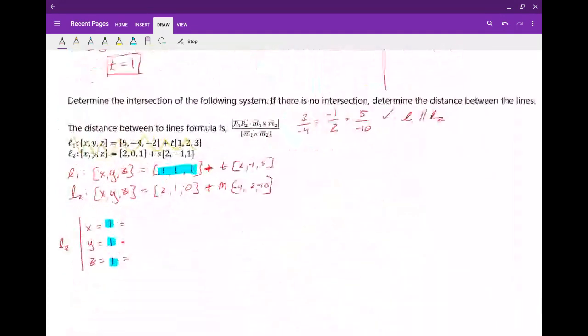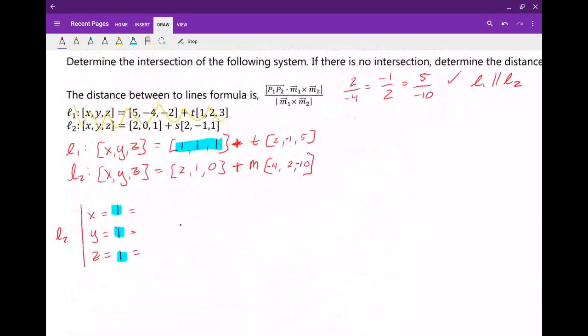So I'm going to take P1, which is 1, 1, 1, and plug it into line 2. The x component is 2 plus a negative 4m, or 2 minus 4m. If I solve for m here, I subtract 2 and divide by negative 4, and I get m equals negative 1 over negative 4. Now the y component is 1 plus 2m. So 1 plus 2m. What's the answer here? Well, it's 1 minus 1. It's 0.